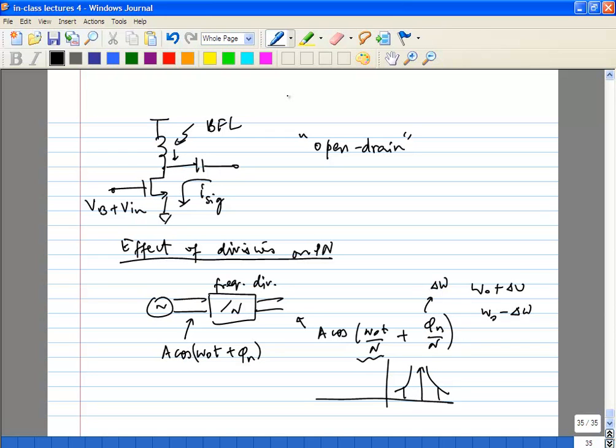You have to go through some Bessel functions and so on. We won't worry about it in this class, but you can assume that delta omega is much smaller than omega naught and you can do this. So what that means is this power goes as 1 over n squared, which means if you divide by 2, you'll get a 6 dB reduction in phase noise at the same offset.